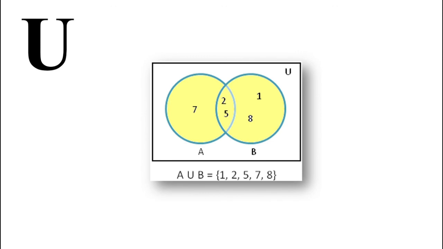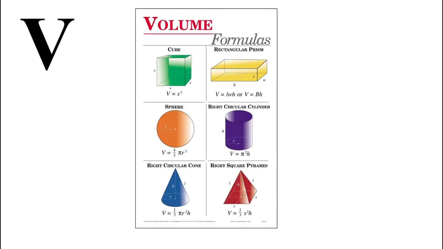U is used as A union B, which is all the elements in set A and set B. V is used as volume, normally in geometry. So we have this table right here, where the volume V of a sphere is equal to 4 over 3 times pi r cubed. It is also 5 in Roman numeral.